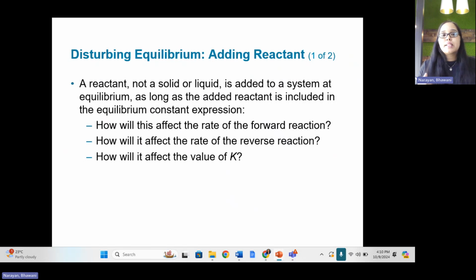So, how will this affect the rate of the forward reaction? How will adding a reactant affect the rate of the reverse reaction? And how will it affect the equilibrium constant? So now I will go over to the clearer slides which I have made. They are crisper and clearer. So let me go over to that.